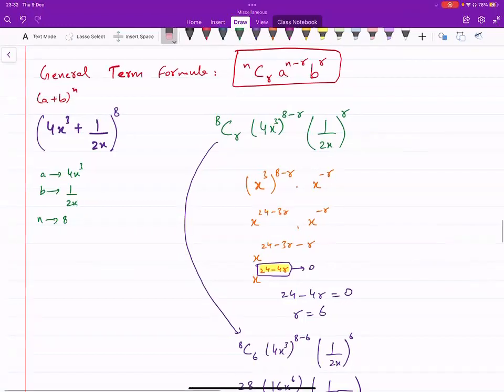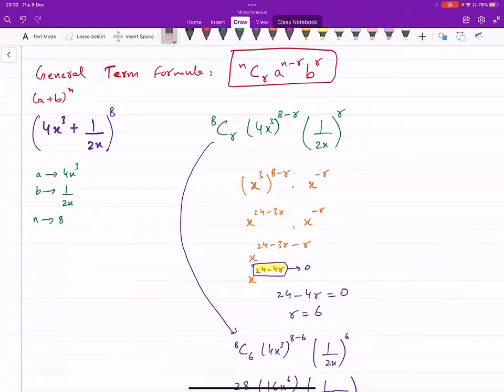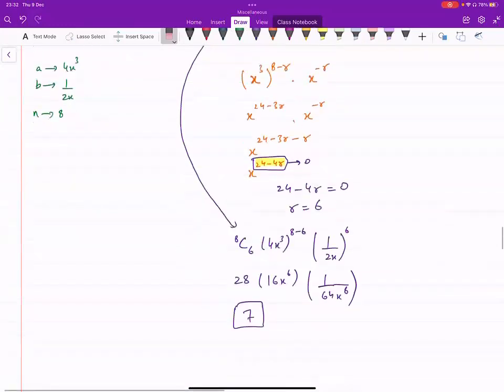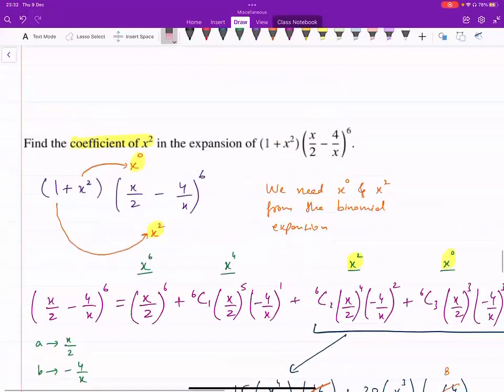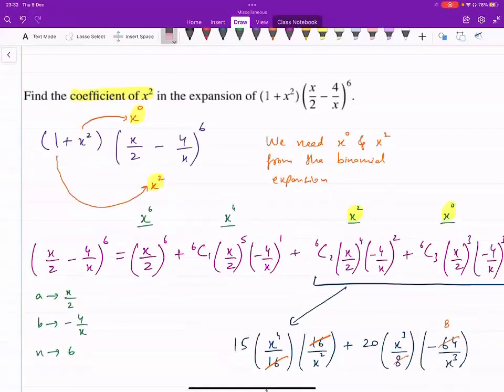Okay, so that's another way to find a specific term, the coefficient of a specific term of a specific power of x in binomial expansion. Okay, now sometimes what happens is you don't have a single expression, you don't have a single expansion to do, but you also have something else being multiplied.